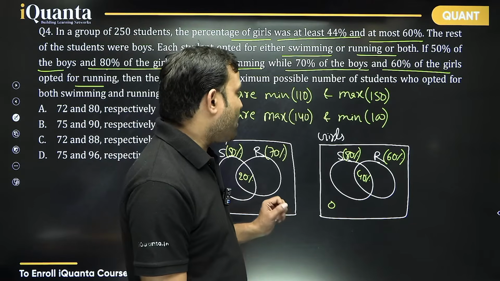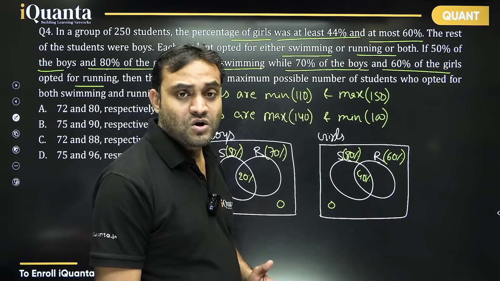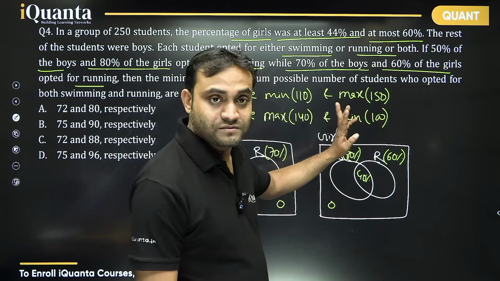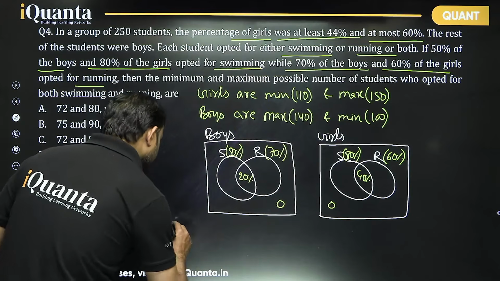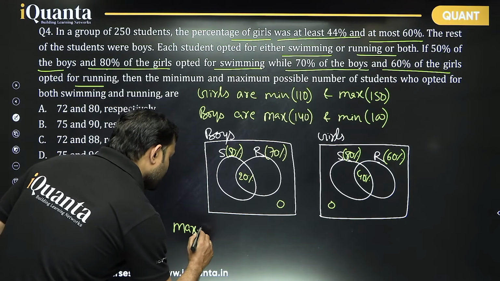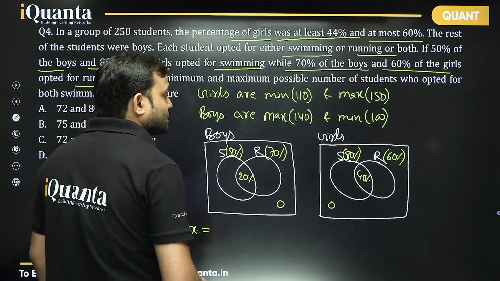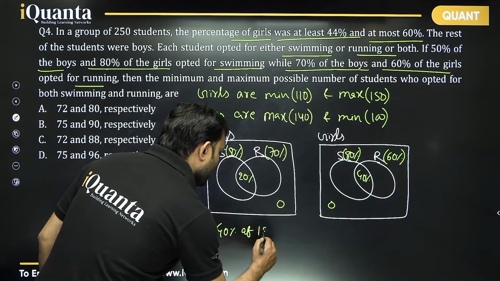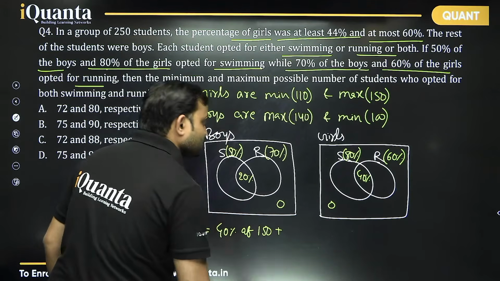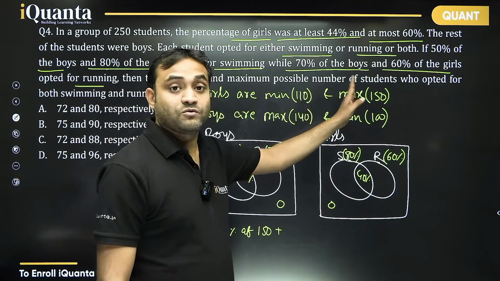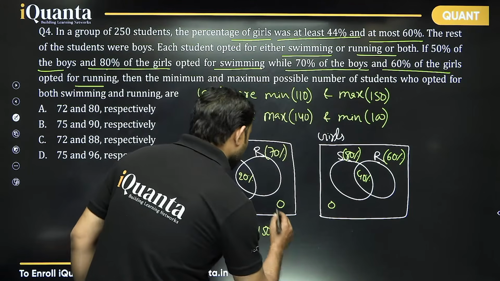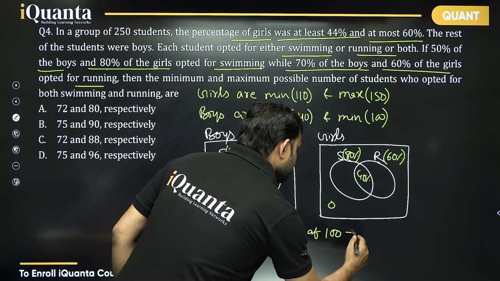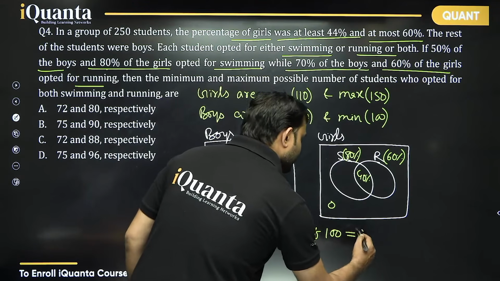Can I say, if I want to maximize the number of students who are involved in both activities, I need to take the maximum number of girls, which is 150. So the maximum number of students who are involved in both activities, in case of girls, 40% of 150 plus. Now if girls are 150, boys will be 100, right? So 20% of 100, this will be equal to 60 plus 20, which is 80.